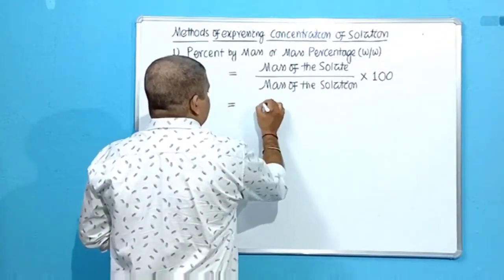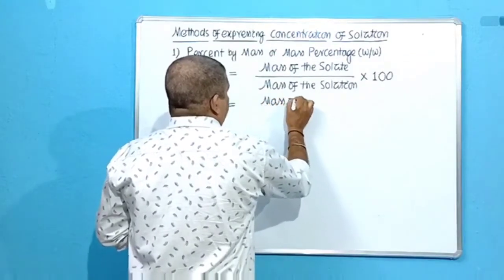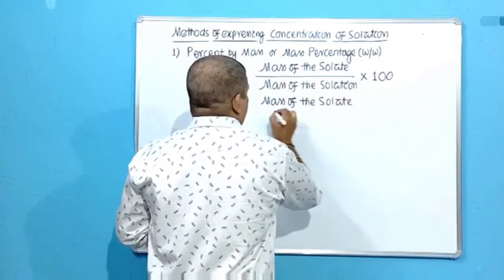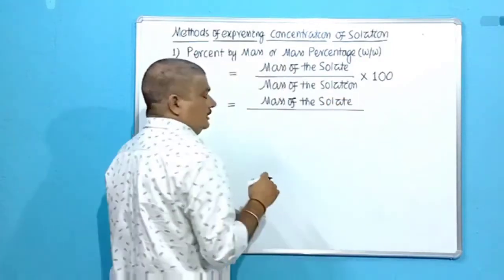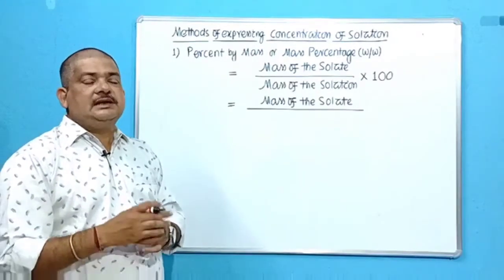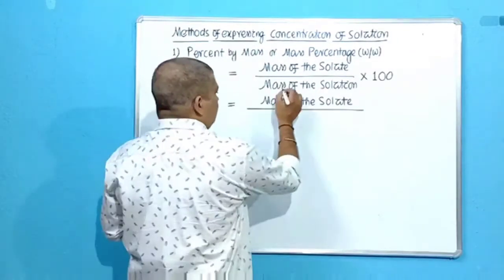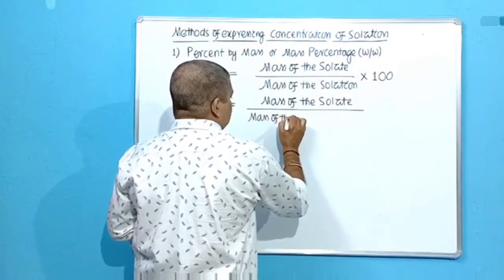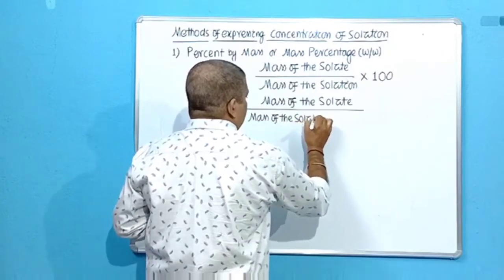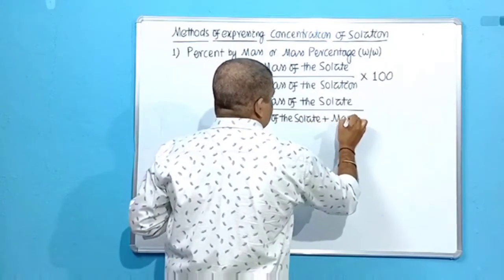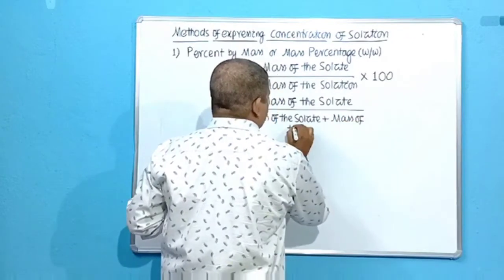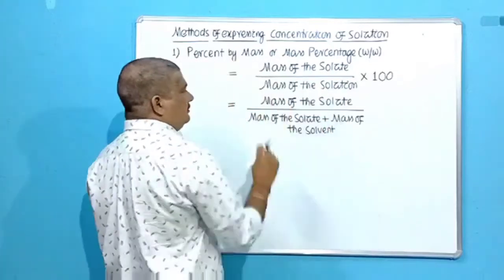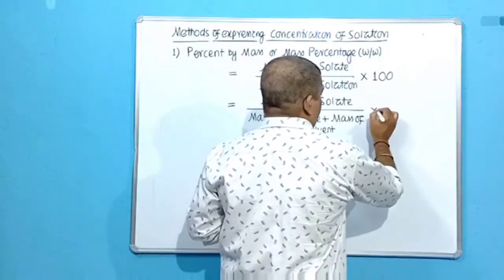Or what is mass of solution? You can write mass of the solute divided by mass of the solution. A solution contains two components, that is solute and solvent. So mass of the solution means it is mass of the solute plus mass of the solvent. These two combined give you mass of the solution, into 100.